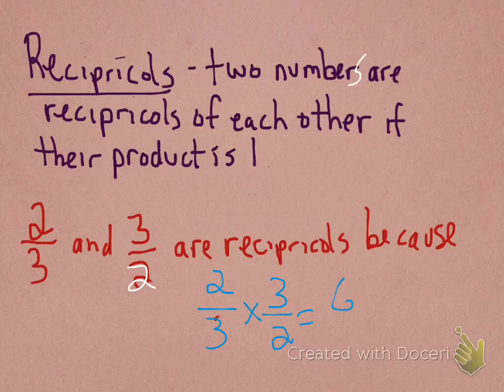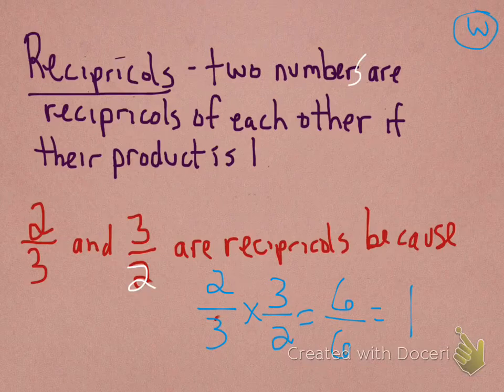Multiply 2 times 3 is 6. 3 times 2 is 6. 6 divided by 6 is 1. Therefore, these fractions are reciprocals of each other because their product is 1. The simple way to think about it, and we want to write this down in our notes too if you didn't already, is any fraction you just got to flip.